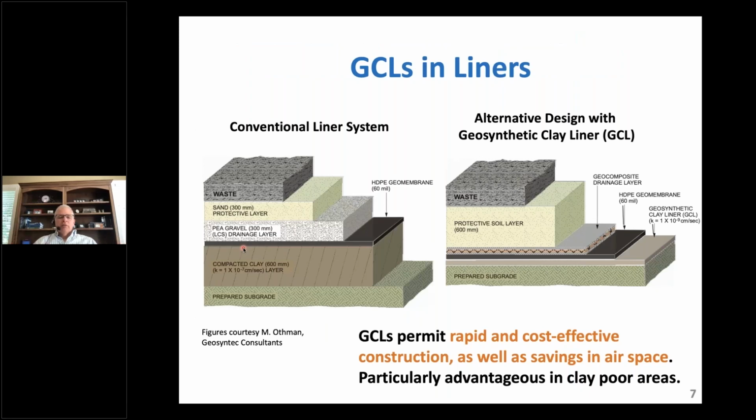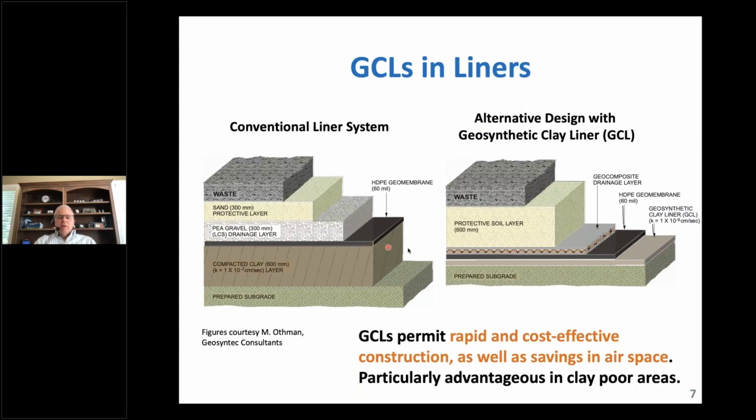We look at GCLs and liners. We're typically replacing the clay component in a composite liner like I show here. This is a conventional lining system, a composite liner for a RCRA Subtitle D landfill or a coal combustion products landfill. We've got a compacted clay layer on the bottom, typically at least 2 feet thick, having a hydraulic conductivity of 10 to the minus 7 centimeters per second or lower, covered with a 60 mil geomembrane, typically high density polyethylene, commonly textured these days, so a 1.5 millimeter thick geomembrane.